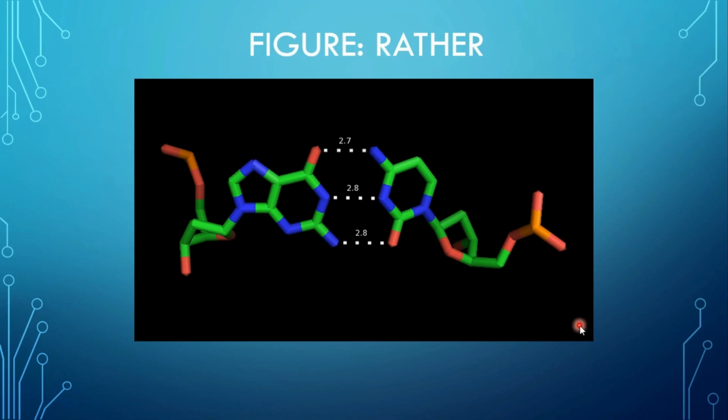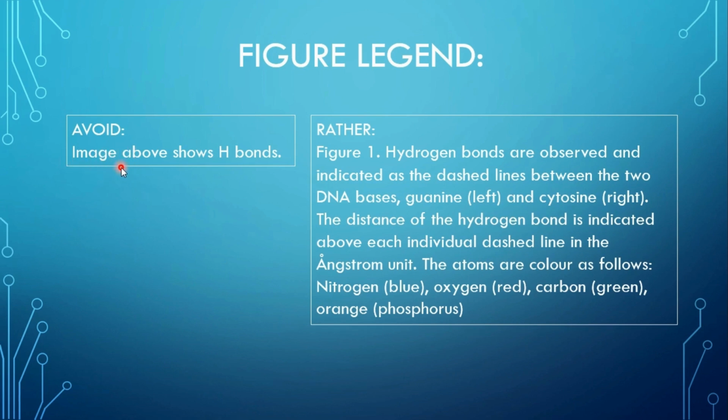So now that we have the theory and the types of figures, let's look at the figure legends. Avoid just saying "image above shows hydrogen bonds." And this really is some of the answers that I have gotten on students' assignments. And this does not get you marks. What gets you marks is detail. So say this is figure 1 and then mention hydrogen bonds are observed and indicated as the dashed lines between the two DNA bases, guanine left and cytosine right.